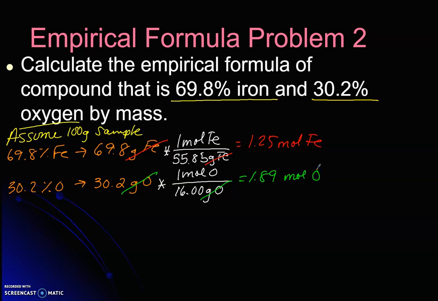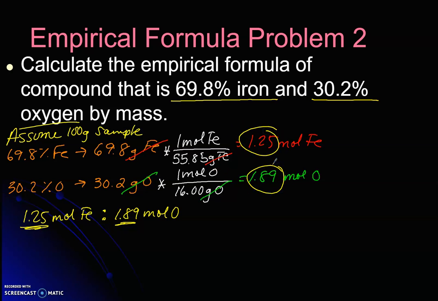So what I need to do now is make a nice little ratio between my 1.25 moles of iron and my 1.89 moles of oxygen. So looking at these two numbers, which is the smaller of the two numbers? Because I need to get a 1 to something ratio. It's the 1.25. So if I divide both of these by 1.25, I get 1 mole of iron for every 1.5 moles of oxygen.